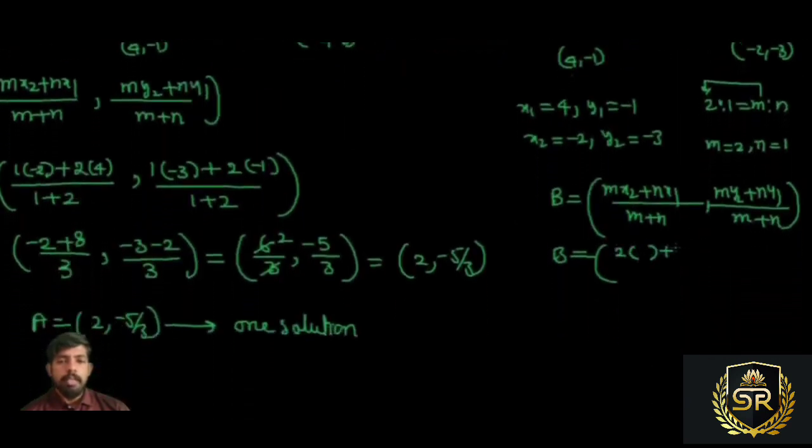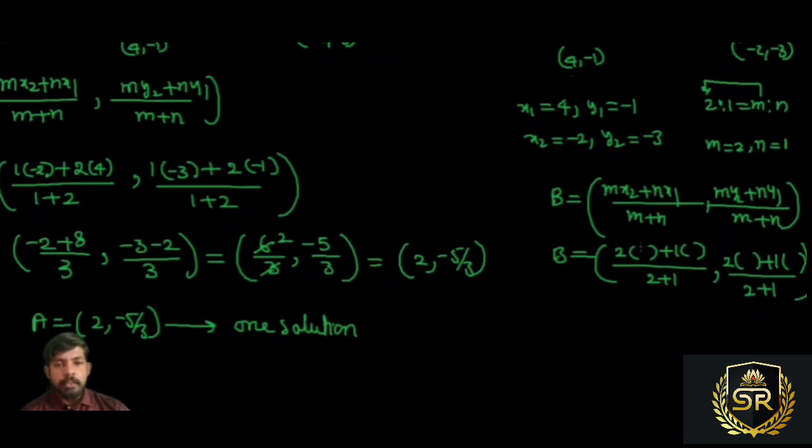So from here B is equal to 2 into x2 plus 1 into x1 by 2 plus 1, comma 2 into y2 plus 1 into y1 by 2 plus 1. See here, m is 2, n is 1, and m plus n is 2 plus 1. So I substituted m and n. The x2, x1 values we have not substituted yet. Right now we will substitute.